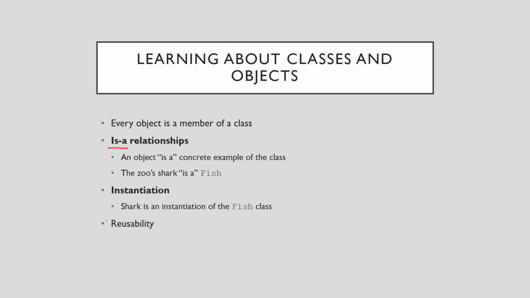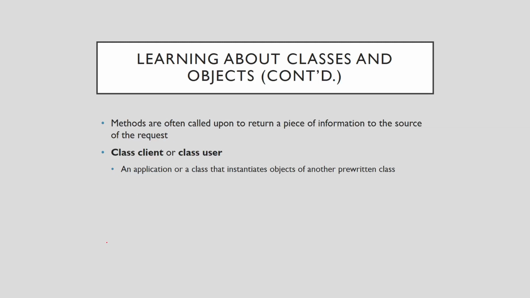And we can reuse the template that is being created. So this will promote reusability of the template being created. And methods are often called upon to return a piece of information to the source of the request. Since later we are going to create an object in a class that is placed in another class, that is why we have to use the access specifier, public or private.